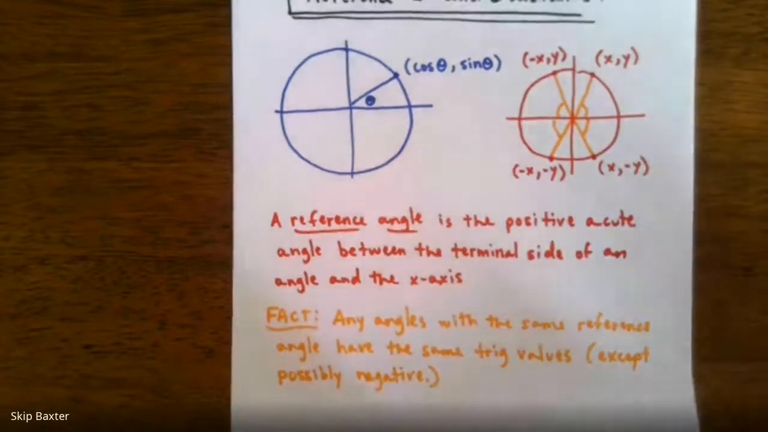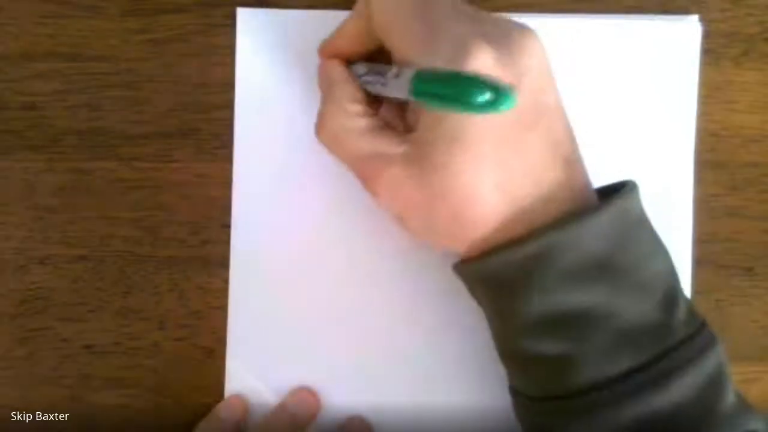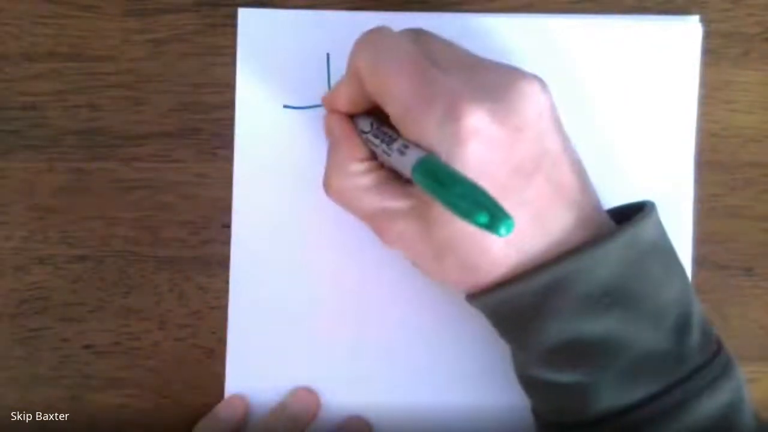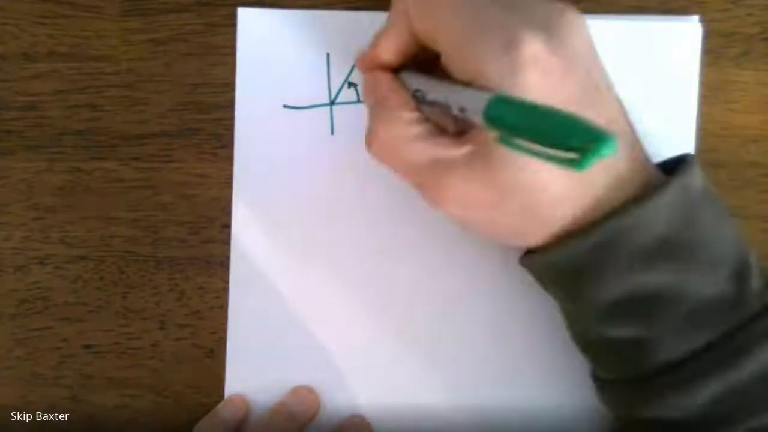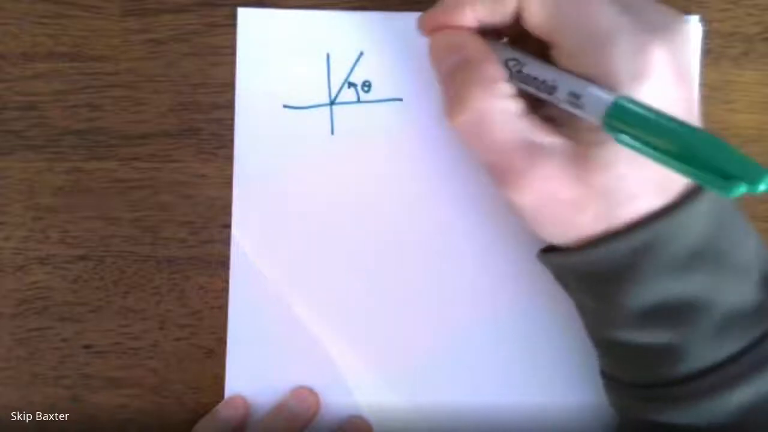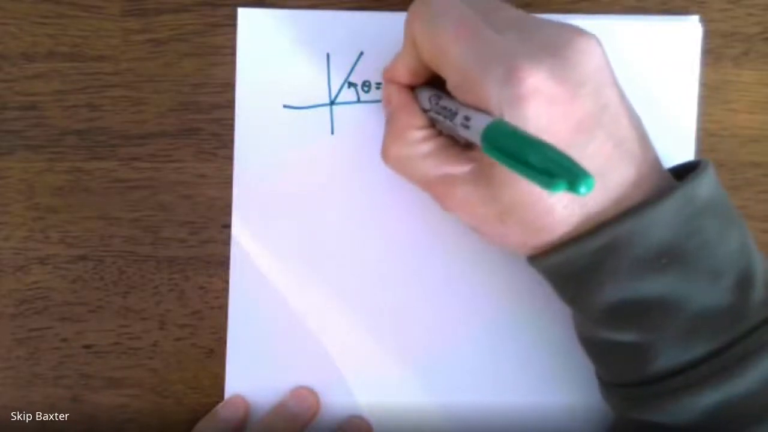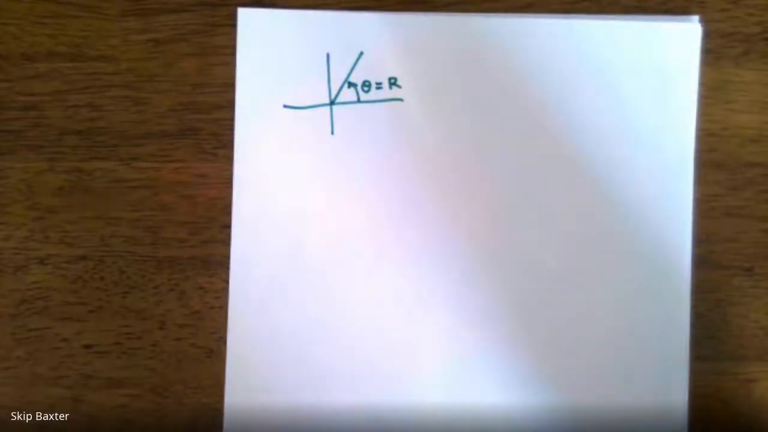Now, to actually calculate a reference angle, it sort of depends where the angle is located, right? For example, if I have an angle that's already in the first quadrant, it already is an acute angle, right? So if I have an angle that, when I draw it, just looks like this, well, in that case, the angle itself is the reference angle. The angle itself is the reference angle, right?